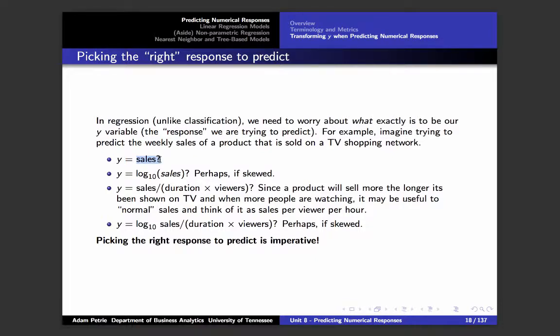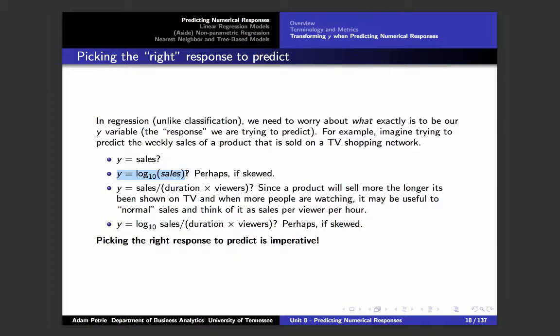But it might make more sense, and we might come up with a better model if we predict something slightly different. We might actually come up with a better model if instead of predicting the raw sales, we predict the log base 10 of those sales. Maybe the distribution of the sales is highly skewed. Models tend to work better when they predict a response that has a symmetric distribution. So a model might be more successful if we predict the logarithm of the original values rather than the original values themselves.